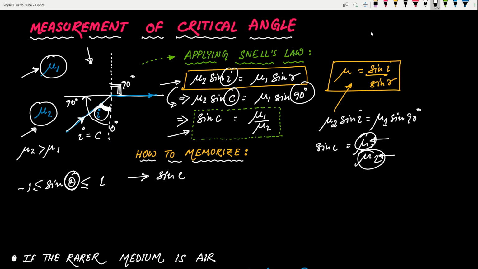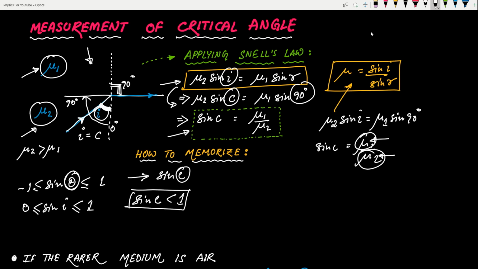If it is 0 degree, then sine 0 is 0. Therefore you can say the sine of angle of incidence lies between 0, that is sine of 0 is 0, and maximum it can have sine of 90 degree, which is 1. But we know that critical angle can never be 90 degree. It is always less than 90 degree. Therefore you can say that sine C's value is always less than 1.